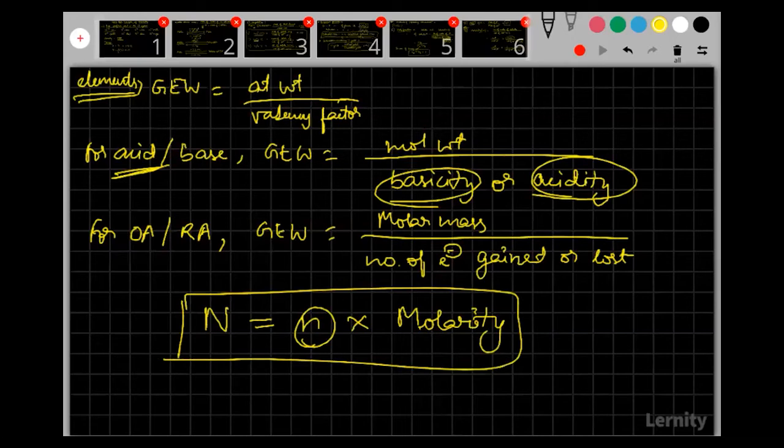Here itself, we can also talk about how to calculate GEW for salts. For salts, the gram equivalent weight will be molar mass by the charge of the cation or the charge of the anion. It should be only one of them. It is the total charge of the cation or the total charge present on the anion. Either of them we have to consider for salts for the calculation of this factor of n.